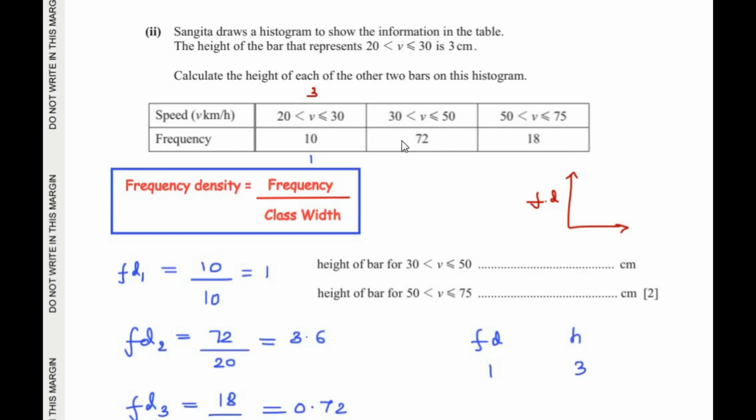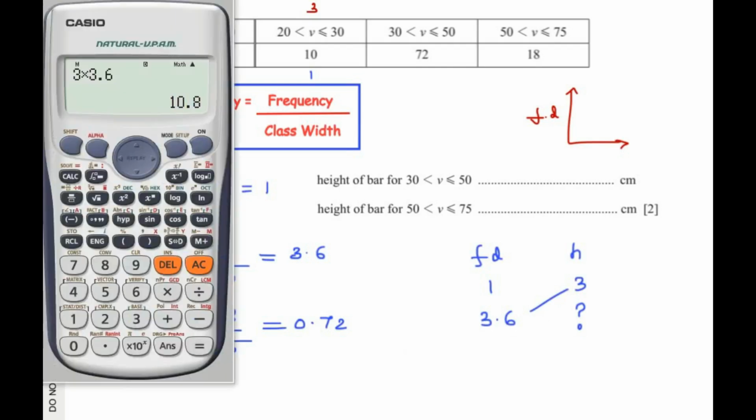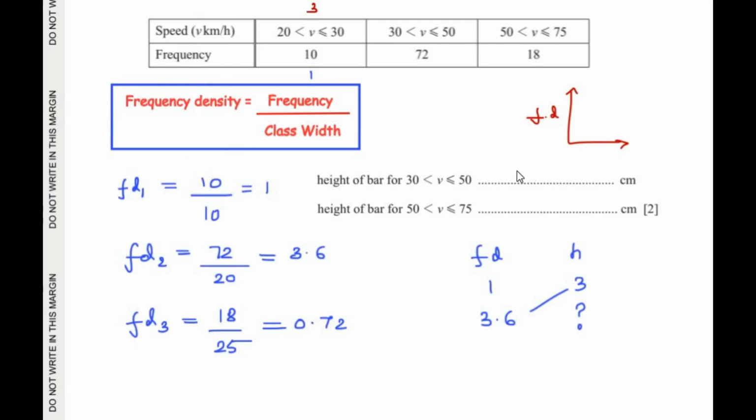So for the second one, let us find out what is the height, because we know its frequency density, which is 3.6. Now this is for the second class interval we are trying to find. So what will be its height? So this is a cross multiplication method. We are going to just multiply 3 with 3.6. Let us see how much value we get here. So here we got the value of the height for the second class interval as 10.8. So here we are going to write 10.8.